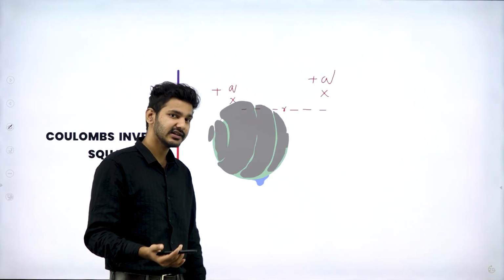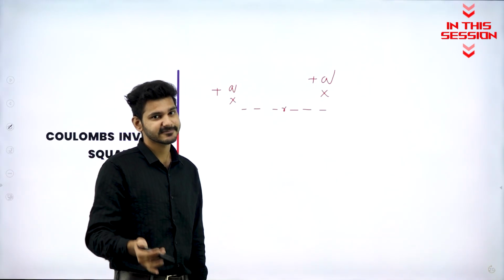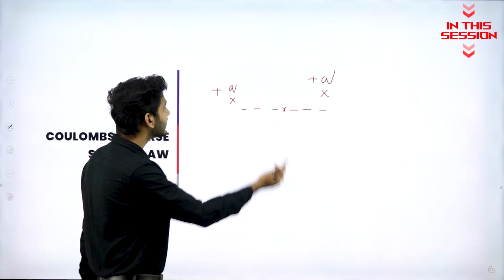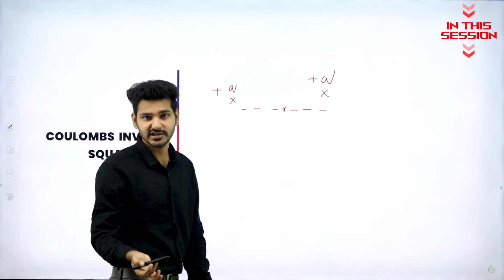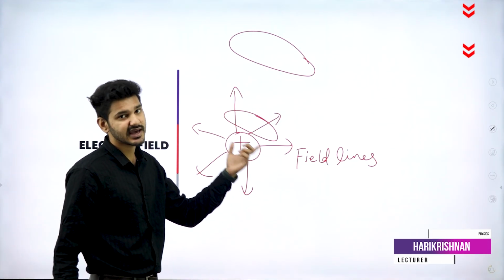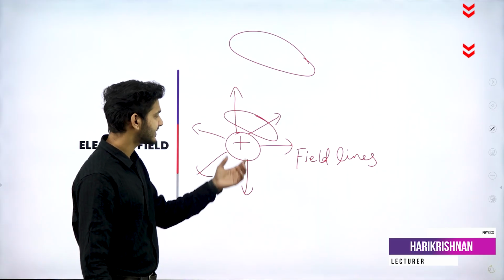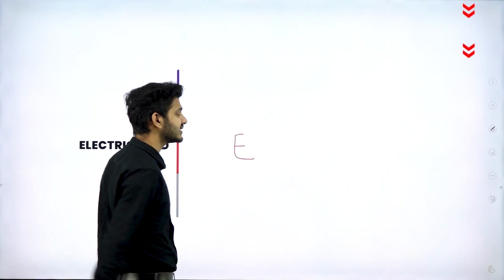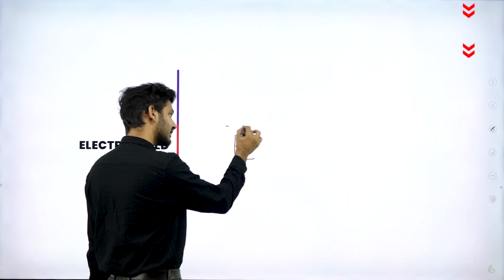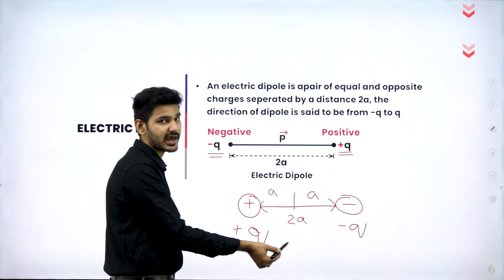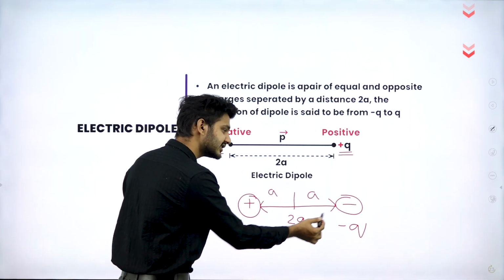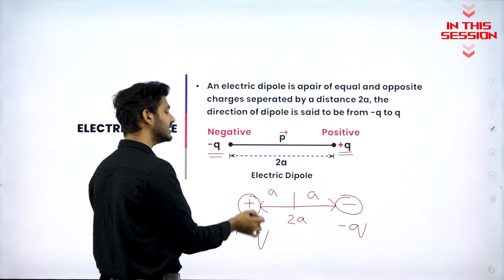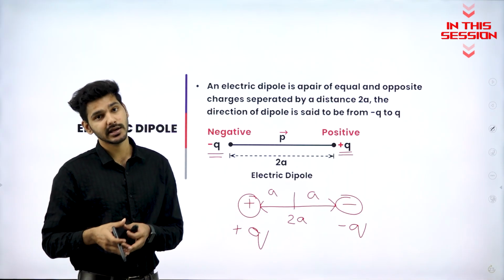So Coulomb said that there is a force between these two charges, and we also know that because these two charges are like charges. So these are known as field lines and these are vectors. So this has a particular direction and it has a magnitude. The electric field is represented by the letter E, which is a vector quantity. Two charges opposite in polarity separated by a distance 2a, this is known as an electric dipole.